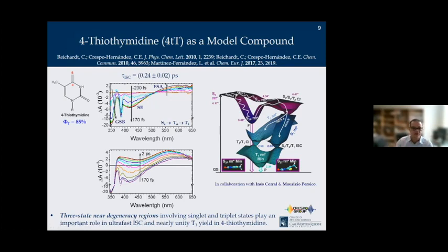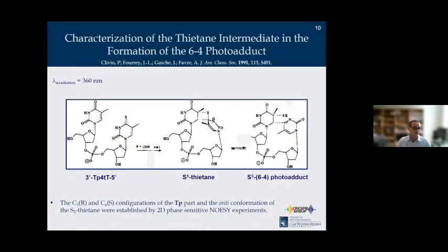The long story short, you can read it in the paper shown here, is that one of the keys for this ultra-fast intersystem crossing is the observation of a three-state degeneracy region that involves singlet and triplet states, where they are strongly coupled in such a way that intersystem crossing can happen very fast and efficiently in these molecules. Okay, so having that knowledge, we thought let's use this as a model compound.